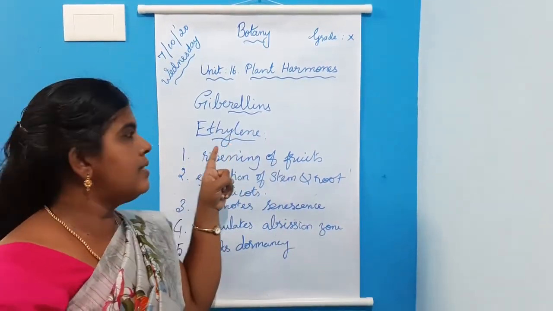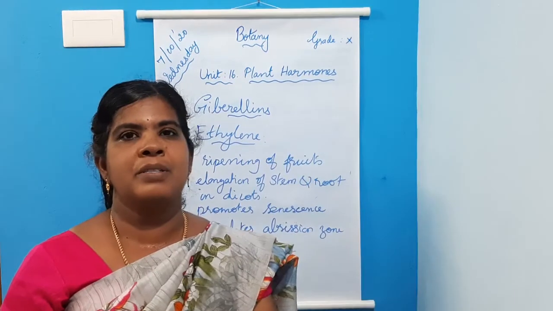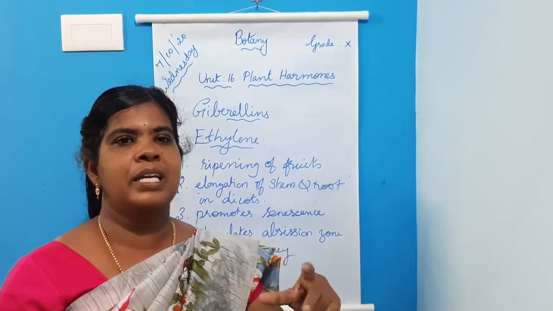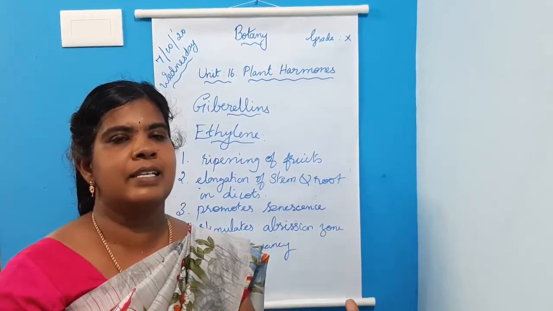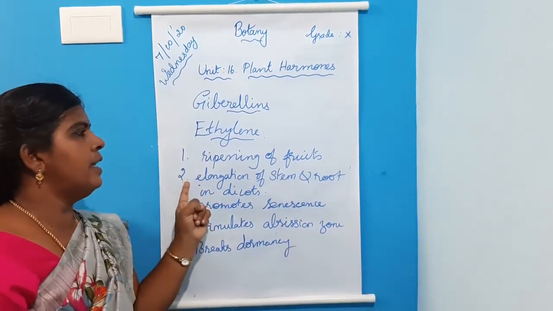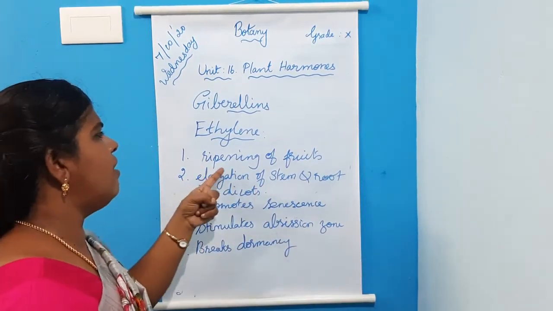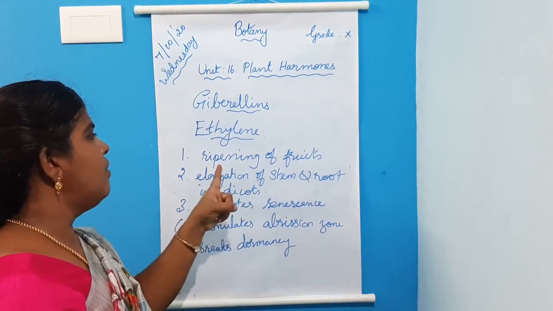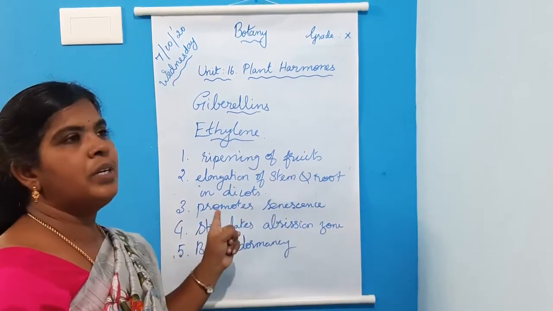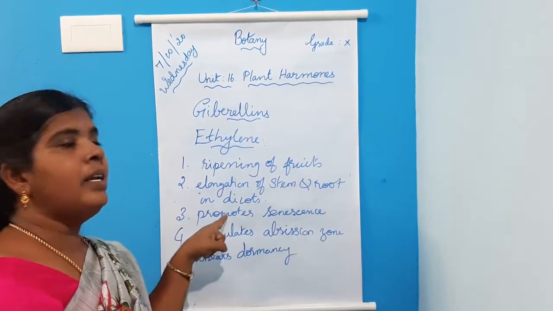So, which is the gaseous plant hormone? Ethylene. During ripening of fruits, the synthesis of ethylene is maximum in plants. Next are the physiological effects of ethylene. Ethylene promotes ripening of fruits. Next, it inhibits the elongation of stem and root in dicots.